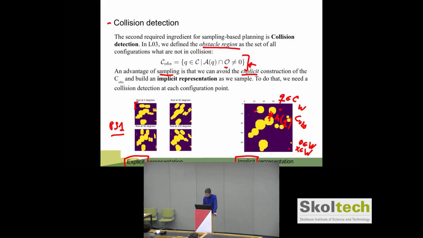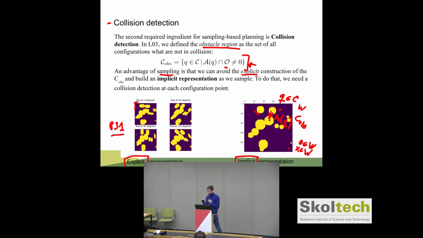Do we sample with the object itself, or do we sample with just the dots? So the question is, when we sample, do we sample with the obstacle or do we sample as dots?